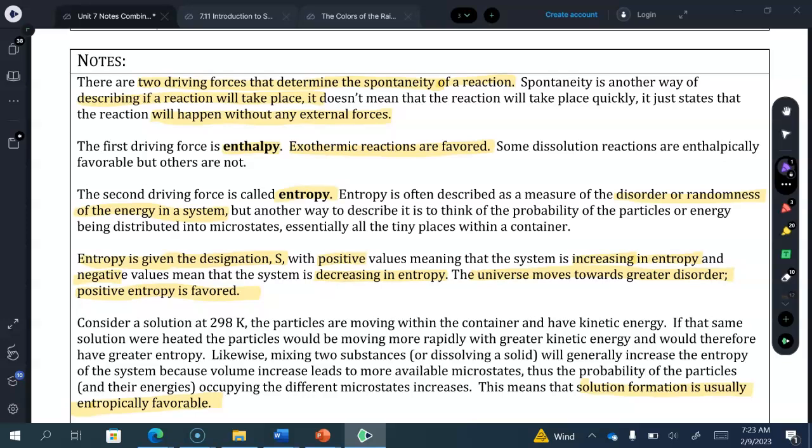The first driving force for reaction spontaneity is enthalpy. Exothermic reactions are favored. Some dissolution reactions are enthalpically favorable, but others are not. The second driving force is entropy. Entropy is often described as a measure of the disorder or randomness of the energy in a system. But another way to describe it is to think of the probability of the particles or energy being distributed into microstates. Essentially, all the tiny particles within a container.